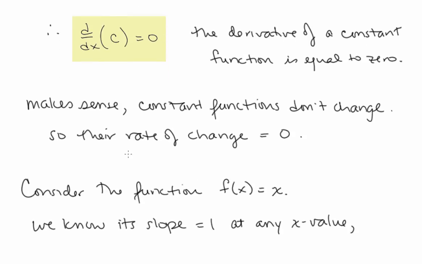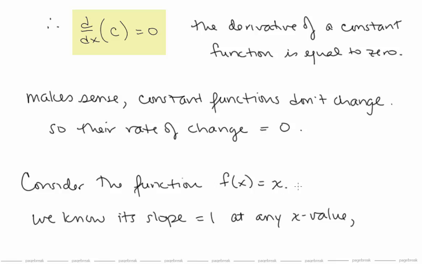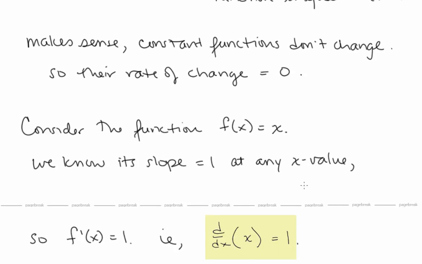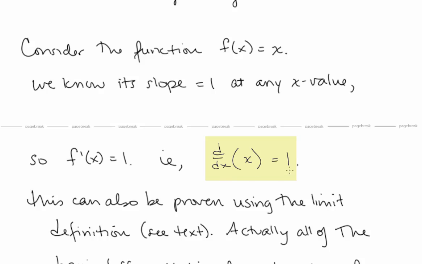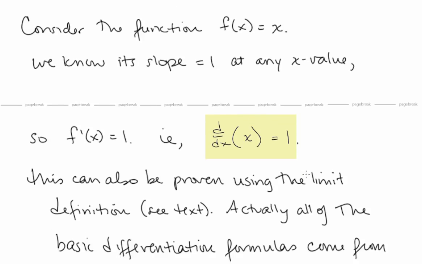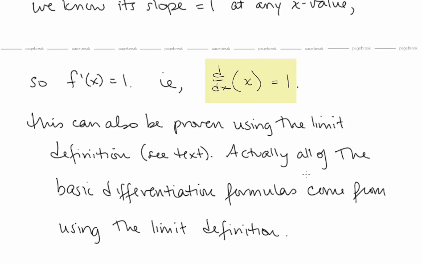Now let's consider the function f of x equals x. We know this is the line y equals x, and we know that its slope is equal to 1 at any x value. So its slope is constant at 1. That tells us f prime of x, the derivative function here, should be the constant function 1. So the derivative of x is equal to 1. And certainly this can be proven using the limit definition of the derivative, and you can find that in your textbook. And keep in mind that all of the derivative rules we're going over in this lesson can be proved using the limit definition. That's where they all come from, because that is the definition of the derivative for any function.